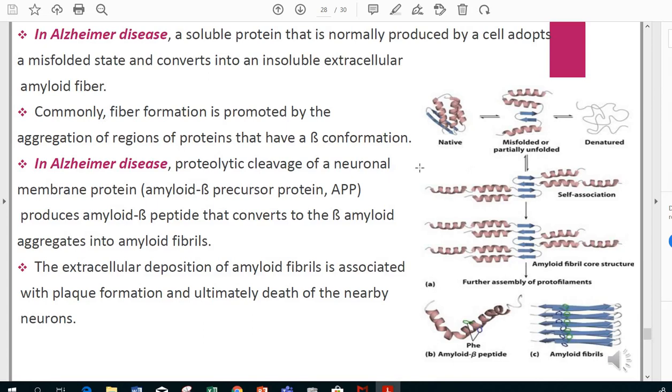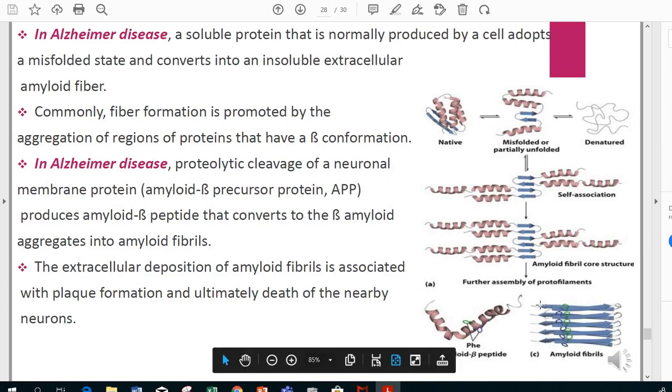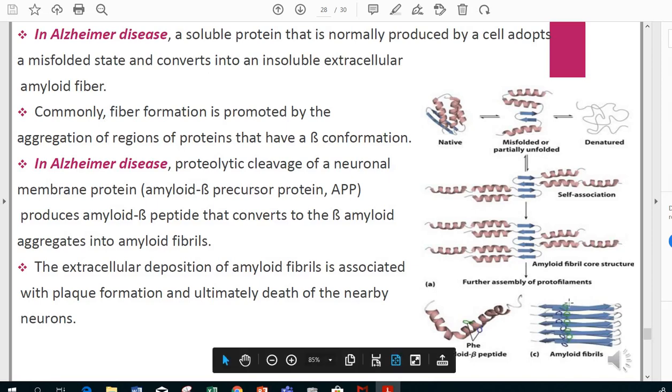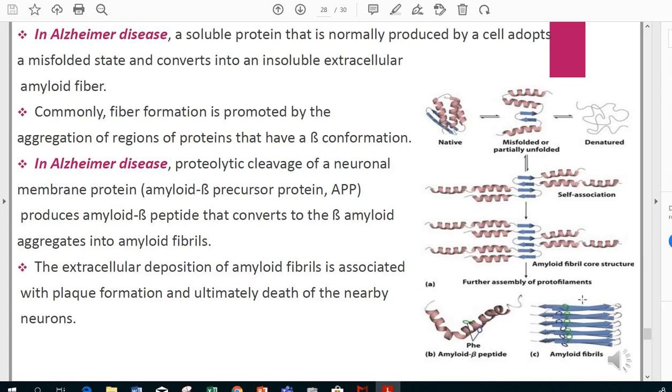Let's see the figure. This is the native protein. It will be misfolded. There is no correcting process for the unfolded protein. So in the beta conformation regions, which contain beta pleated sheets, there will be a formation of the amyloid fibril structures, leading to precipitation and aggregation of the amyloid beta peptides and the amyloid fibrils in the beta conformation regions. These aggregates extracellularly will form plaques, leading to death of the nearby neurons. This is the principle of how Alzheimer's disease happens.